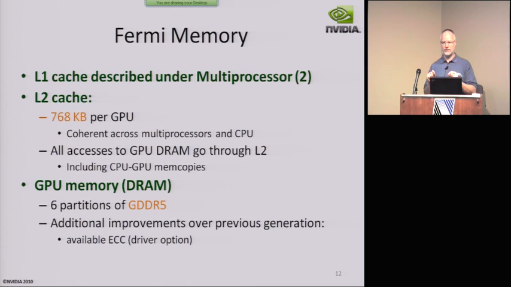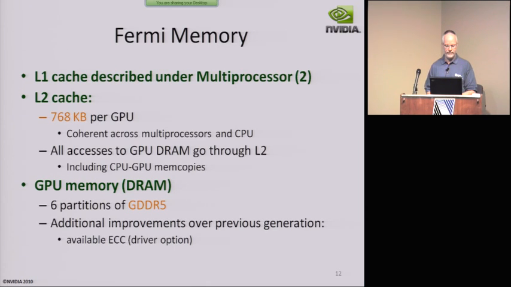The L2 cache is a chip-wide resource. It's shared between the multiprocessors, and there's 768K bytes per GPU. And it's fully coherent across all of the multiprocessors and across the CPU. Every access to the physical RAM goes through L2, so it's guaranteed to be coherent. And that includes the mem copies from CPU to GPU and the other way.